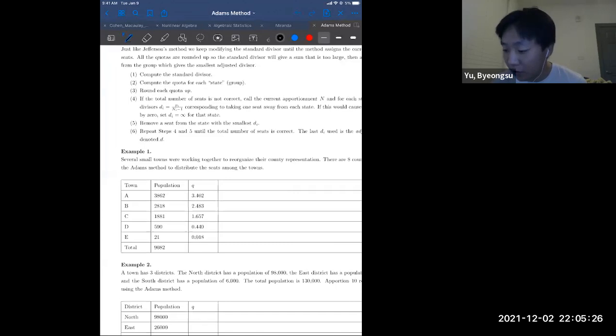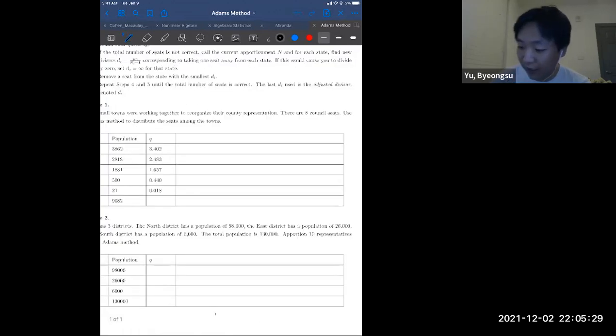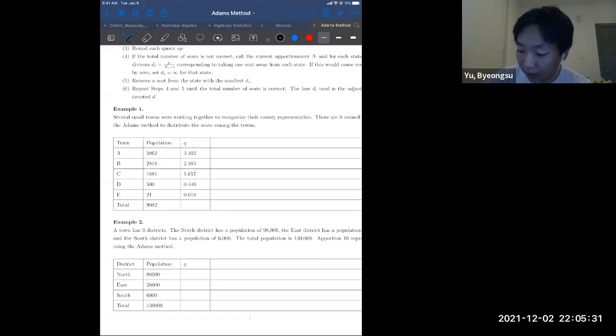In example 1, the house size is 8 and the quotas were already calculated, right? So the first thing you need to do is round up your quotas. Then you get 4, 3, 2, 1, 1, right? But if you add all the numbers, you get 11. Since the house size is 8, we need to decrease 3 seats from those towns.